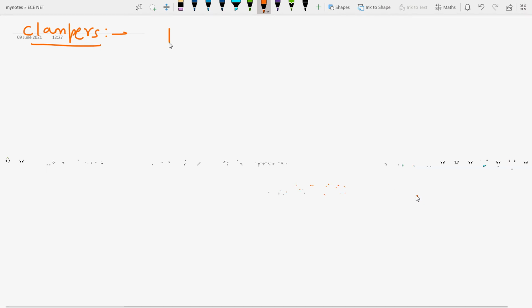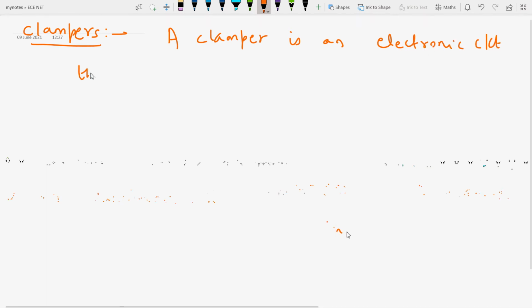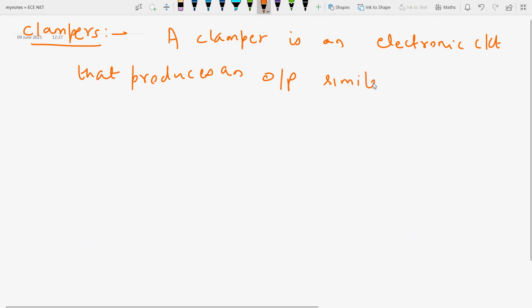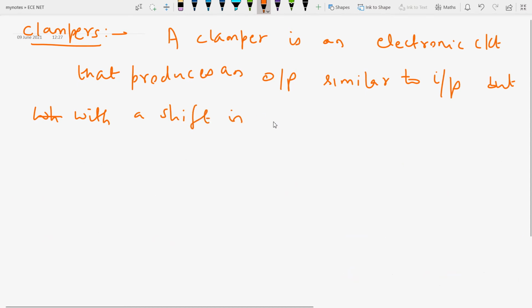...that produce an output, okay, that is similar to the input. That means a clamper is an electronic circuit. Okay, how will you start it? It is an electronic circuit that produces an output similar to the input, but with a shift in the DC level.